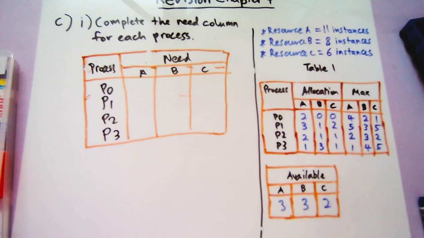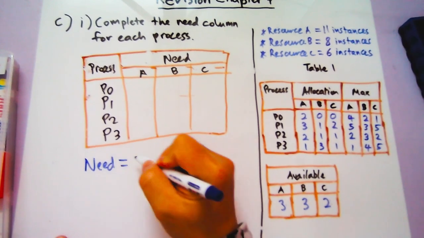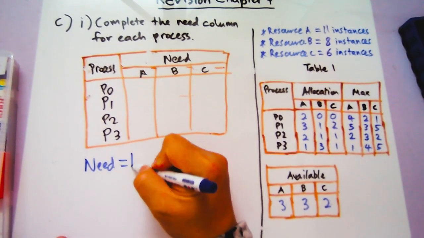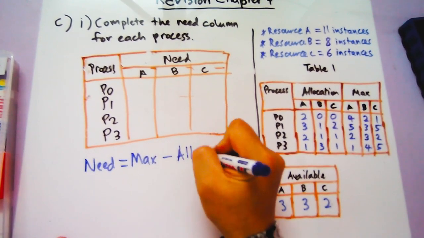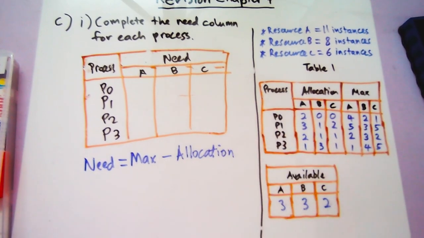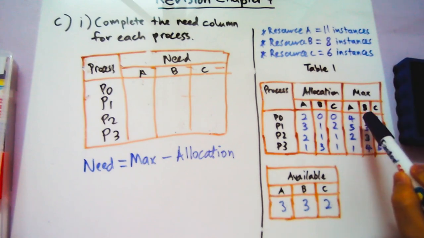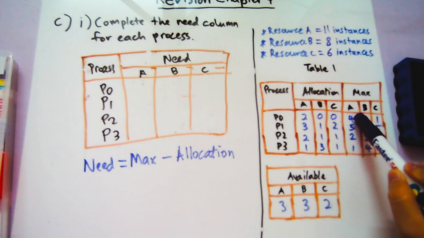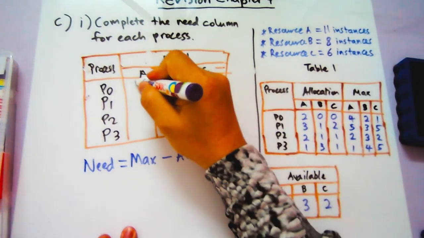The formula to find the need for a resource is very simple. Need equals max minus allocation. So let's look at this example for process P0 resource A. The maximum value used is 4. Allocation is 2, so 4 minus 2 equals 2.